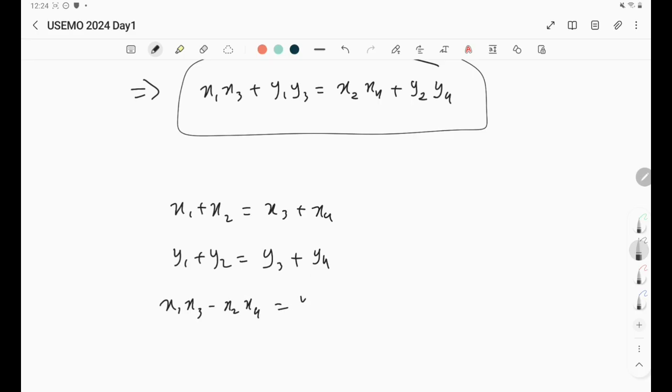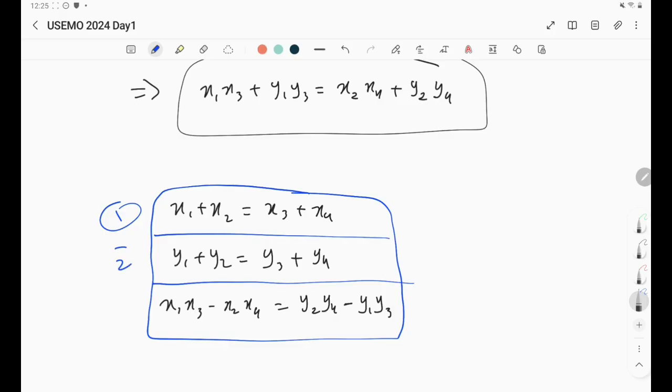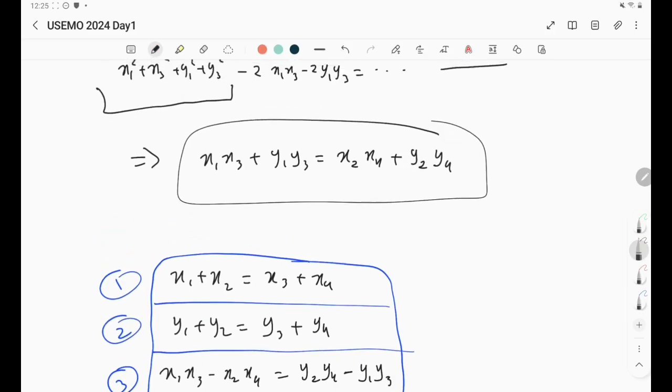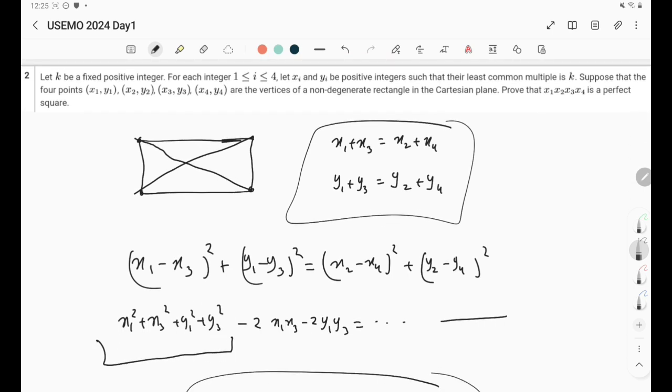Is equal to y2, y4 minus y1, y3. Okay, so we have these three. Let's give them numbers. Okay, very nice. Now, next step, remember that the LCM of all the numbers is k.